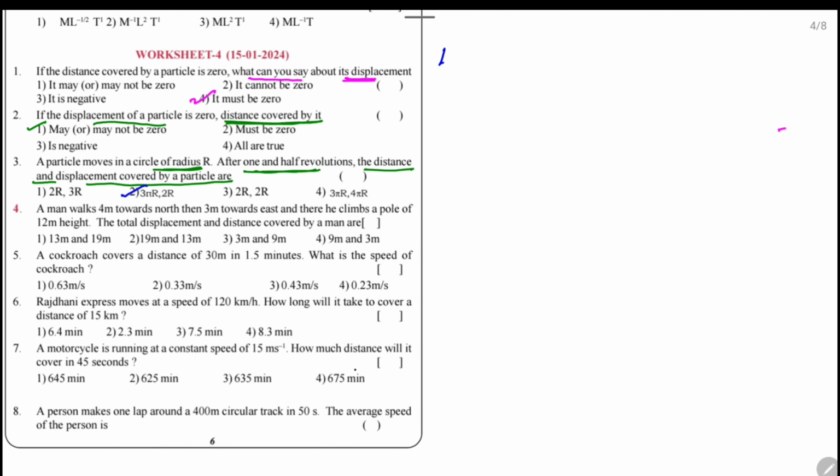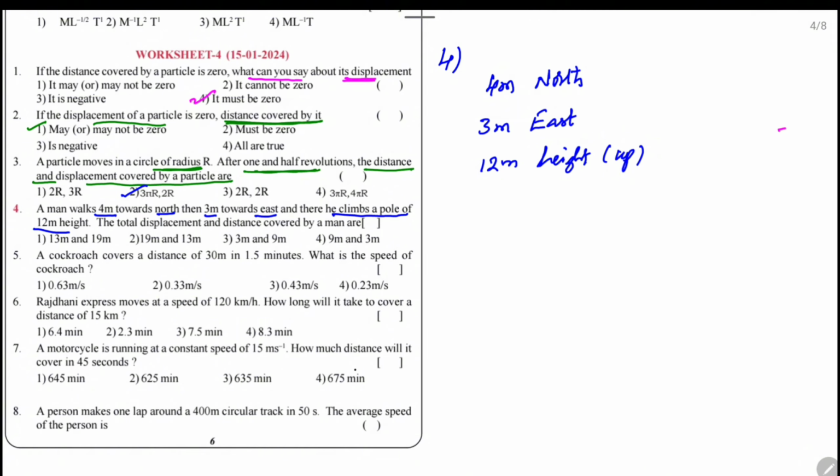Question number 4. A man walks 4 meters north. Fine, 3 meters east, and there he climbs up a pole of height 12 meters. So he is moving 12 meters in height. Here, let us take height as the upward direction.